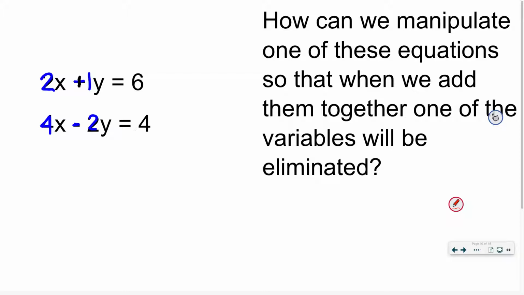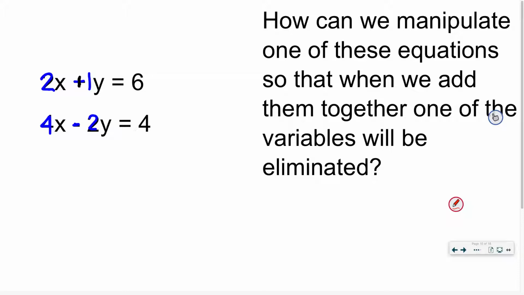So think about a variable that we may want to eliminate. We have the 2x and the 4x. We have the 1y and the -2y. So we thought adding was tough because we added a variable to the other side. You mentioned dividing. That might work. What other operations might work? Multiplying. What could you multiply by? Oh, you can multiply the whole thing by 2.